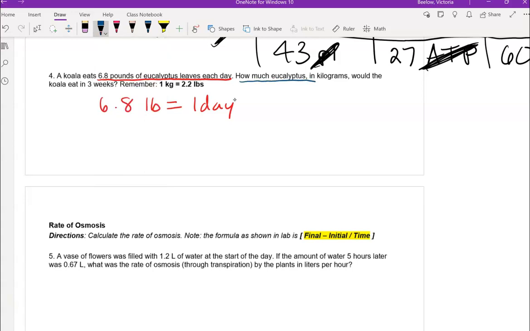And then it says, how much eucalyptus in kilograms can the koala eat in 3 weeks? I don't know how much in kilograms. That's what I'm solving for. So I'm going to write that as X. Remember, kilograms is kg. Or you could also write question mark kg. I'm going to write X kg would the koala need to eat? So this is equal to 3 weeks. And I'm going to abbreviate weeks with WK for weeks.